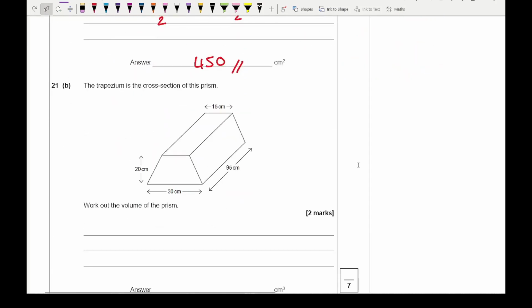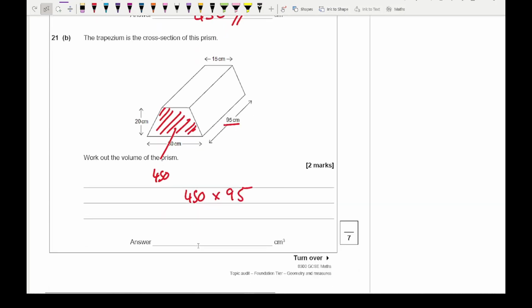It then says the trapezium is the cross section of the prism. Work out the volume of the prism. Well, to work out the volume of any prism, it's the cross sectional area, which is 450, multiplied by the length. So it's going to be 450 multiplied by 95, and if I type that into my calculator, I get an answer of 42,750.